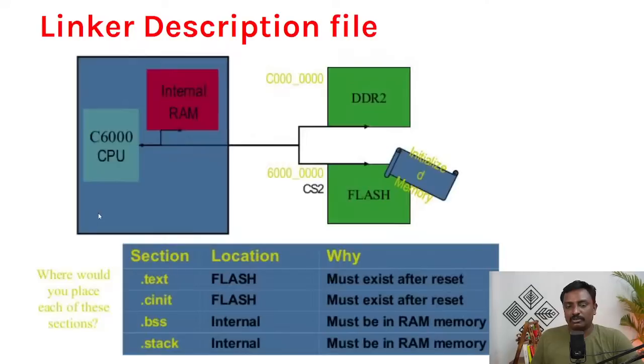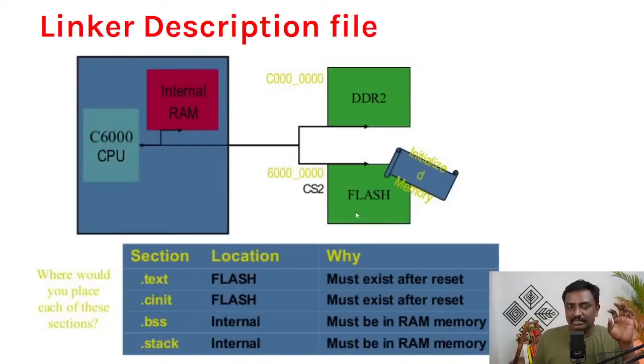When you have an embedded design like this, with an internal RAM, a DDR2, which is a volatile memory, internal RAM which is also volatile, and flash memory, the .text and .cinit sections have to be stored in the flash memory because they must exist after reset. Whenever you reset the processor, if you store the program in RAM, the program will be erased. So that content has to be stored in the flash memory. .cinit has to be in flash, and .bss, block started by symbol, and .stack have to be stored in the RAM memory.